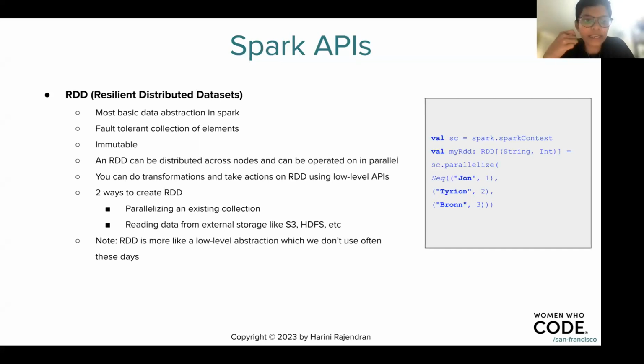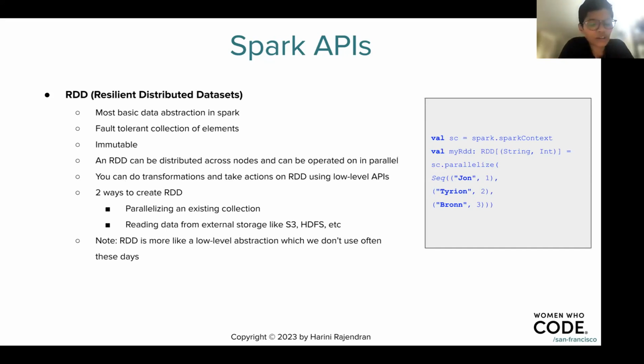If this RDD has 1 million rows and there are, let's say, 10 nodes, then there could be 100,000 rows of the RDD stored in each node. So any operation that you do on these RDDs would actually be done in parallel on these nodes. And that's why Spark is so fast.